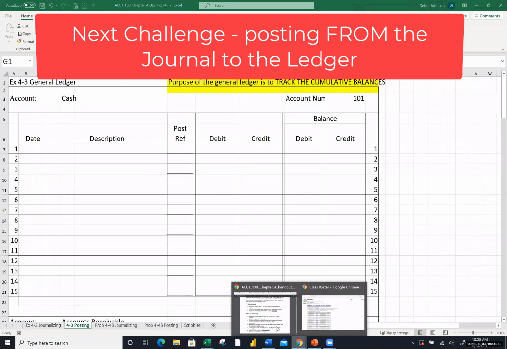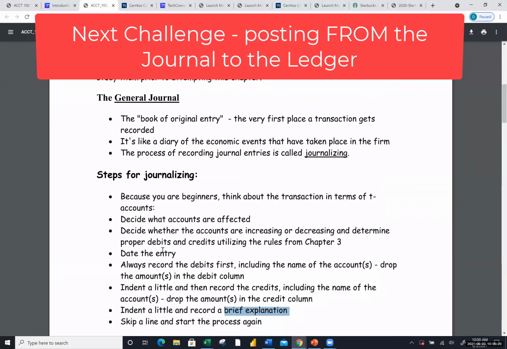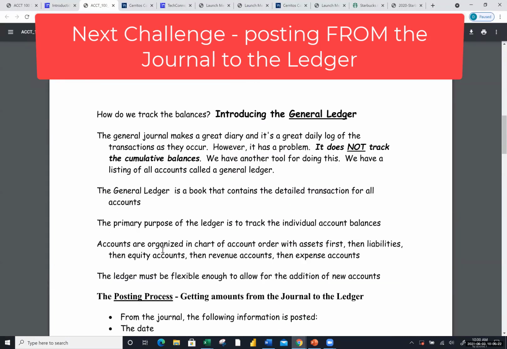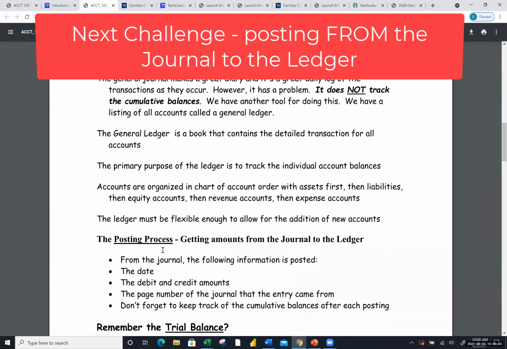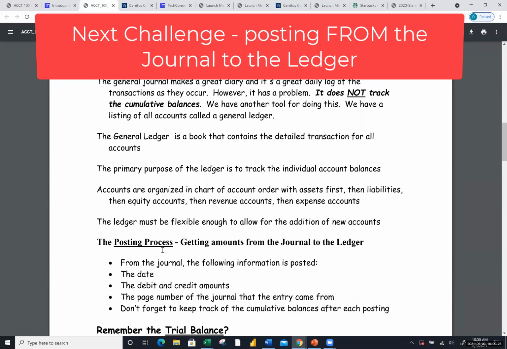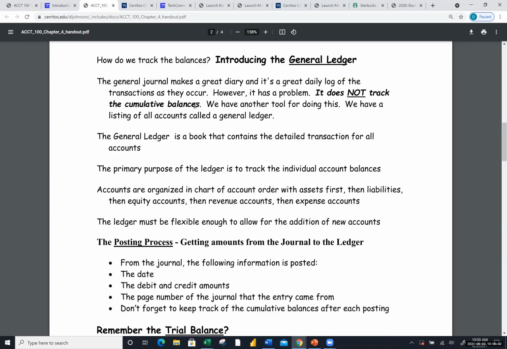So I'm going back to the handout for a second. We'll spend a little bit of time talking about what the ledger is and why we need it. And then we'll take those journal entries from 4-2 and post them to the ledger here. And then we'll go practice. And again, the very best part about accounting, I think, is getting your hands dirty and spending the time practicing and making mistakes and going back and relearning how to do it. So the general journal is a great diary, but it does not track the cumulative balances.